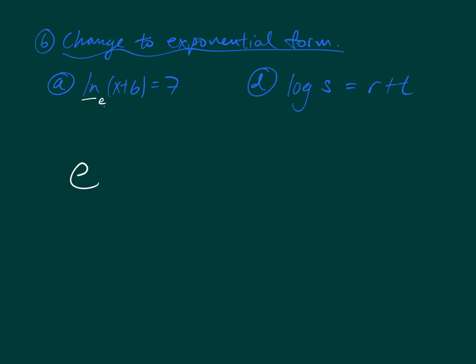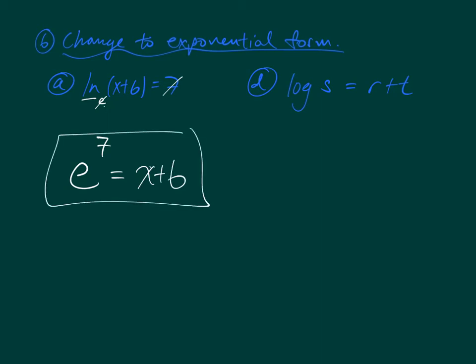So the exponent goes on the base. So e to the 7th power equals, so we've taken care of the base, we've taken care of the 7. What's left? X plus 6. And that is the exponential form of this particular log equation.